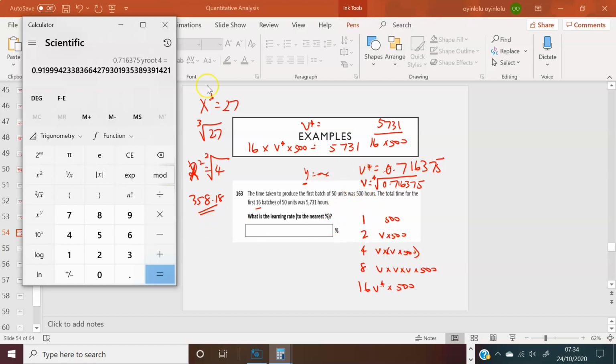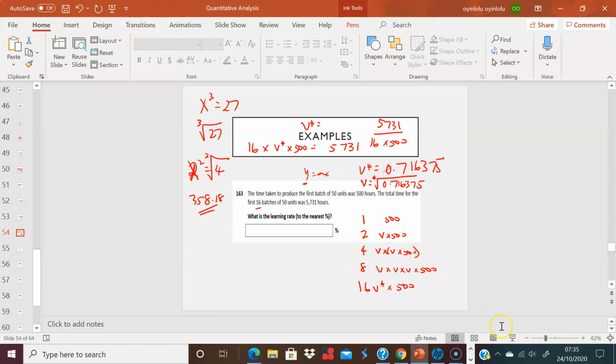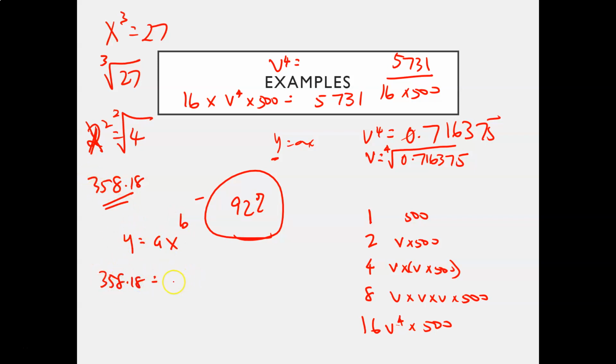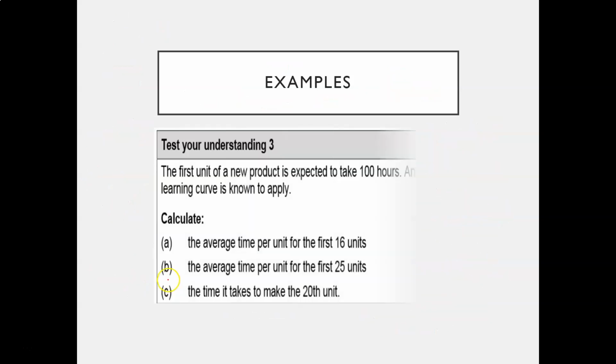So here your answer is 0.919, which is in effect 91.9. It's actually 92, I suspect, is where I'm trying to go. And so my learning rate therefore becomes 92%. What I would have wanted to test is to see if I could have used the equation y is equal to a, because in my mind this must be y, 358.18 is equal to a. I know how long it takes to make the first unit.